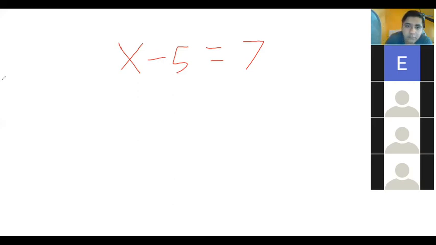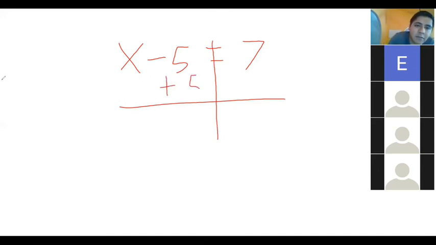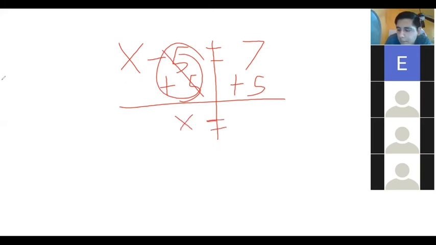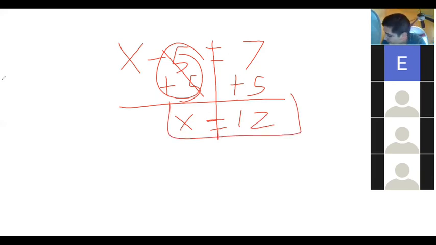There we go. So what we're going to do is we're going to split our equation in 2. We're going to add 5 to one side, so we have to do it to the other side. That cancels out, and we're going to have x equals 7 plus 5, x equals 12. Exactly. So pretty simple, right? Like I said, these are called one-step equations, which literally means we only do one step to solve them.